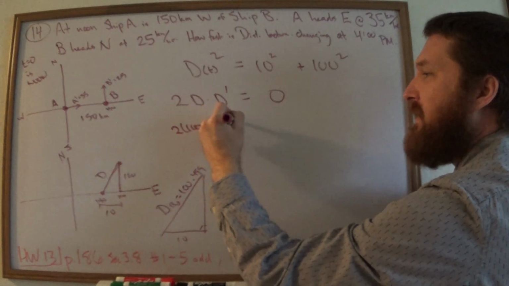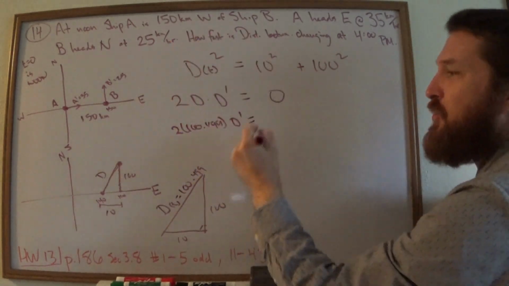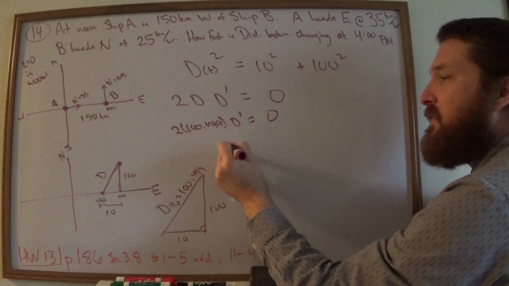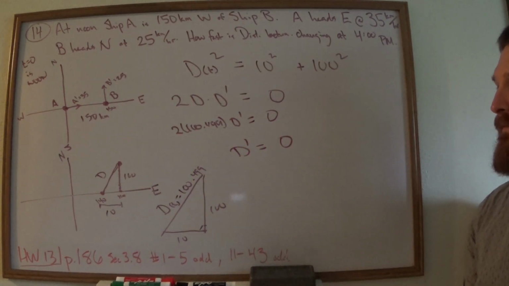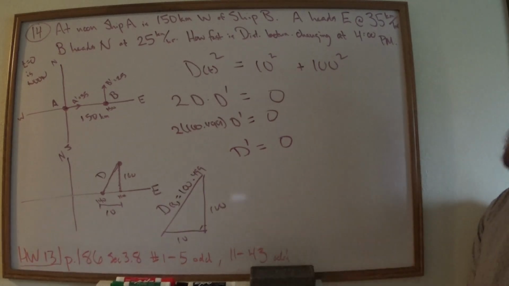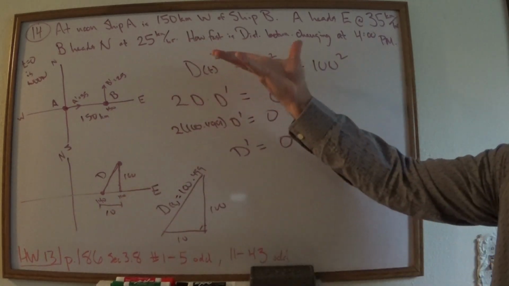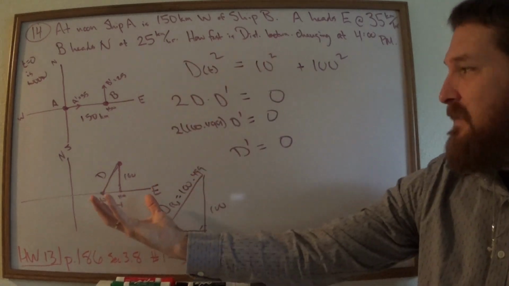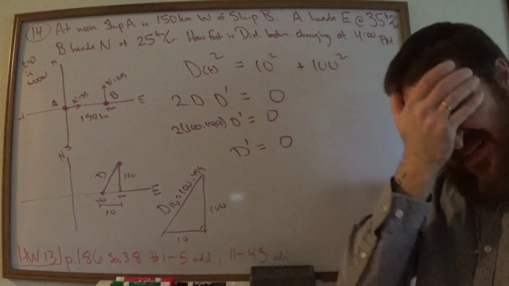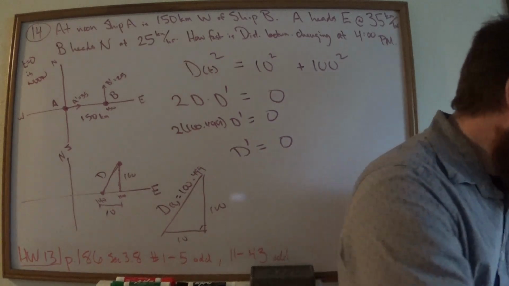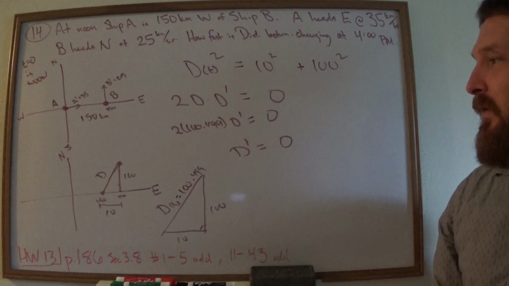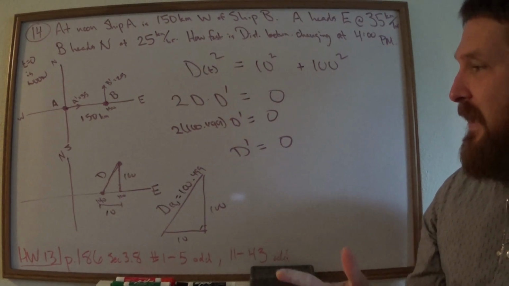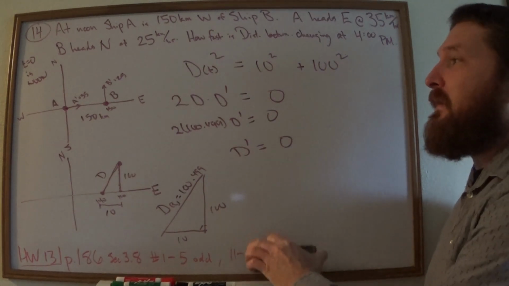So you get 2 times 100.499 times d prime, which is the thing that you care about, is equal to 0. You divide, and you get, oh, but that can't be the case. It cannot be 0, because they're still moving, aren't they? They haven't stopped. So what happened? If you get to this point and go, that doesn't make any sense, then you need to bring out the big guns.